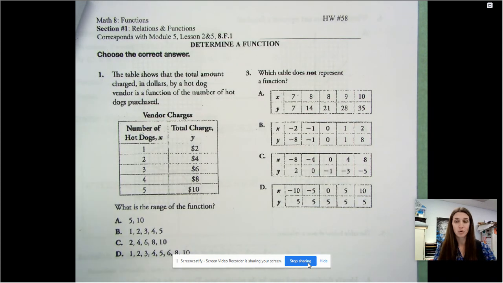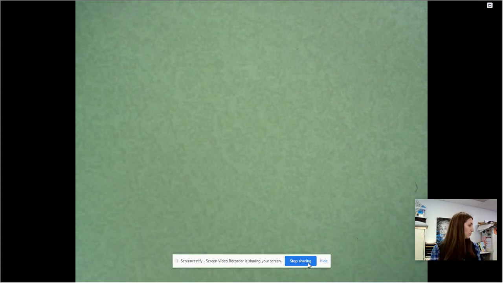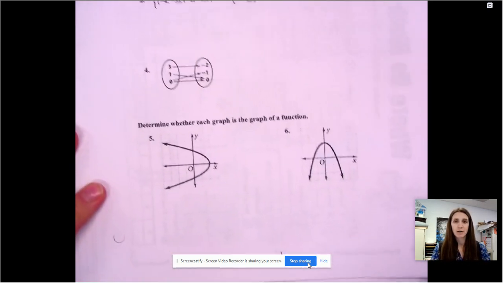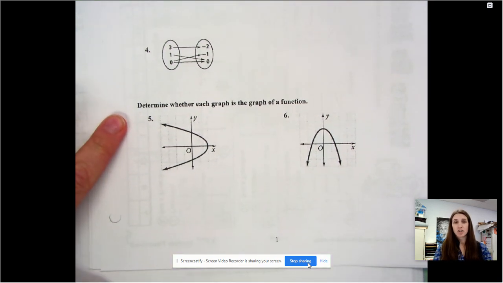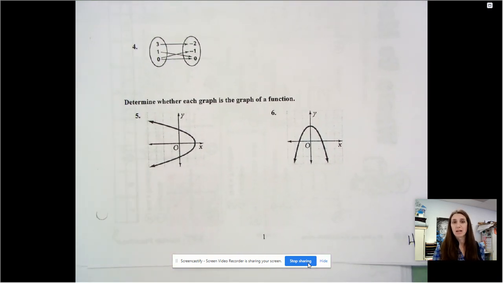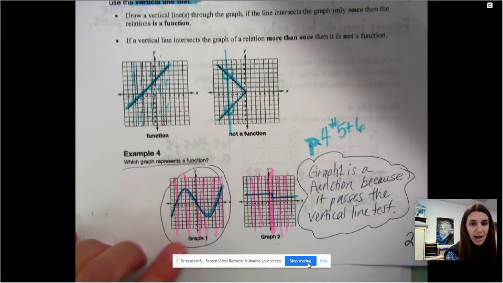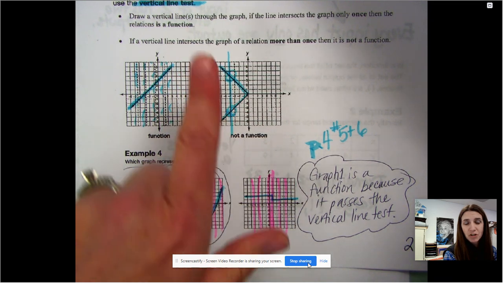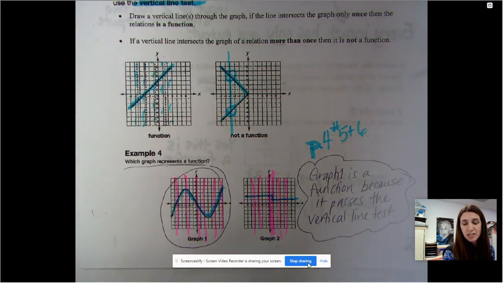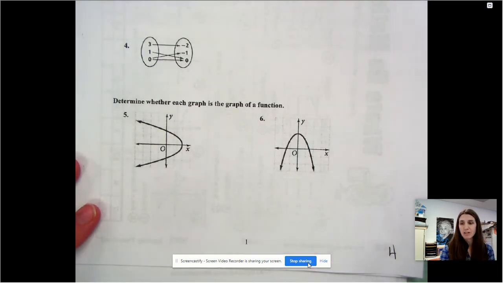So let's turn to page 4 so we can go over your homework. Your job last night was to try number 5 and 6. The directions say, determine whether each graph is the graph of a function. So basically we want to know, does this graph represent a function? When we look back at our notes, we can see that to check whether or not there's a function, we use something called the vertical line test. So we can use that now to see if these are functions.